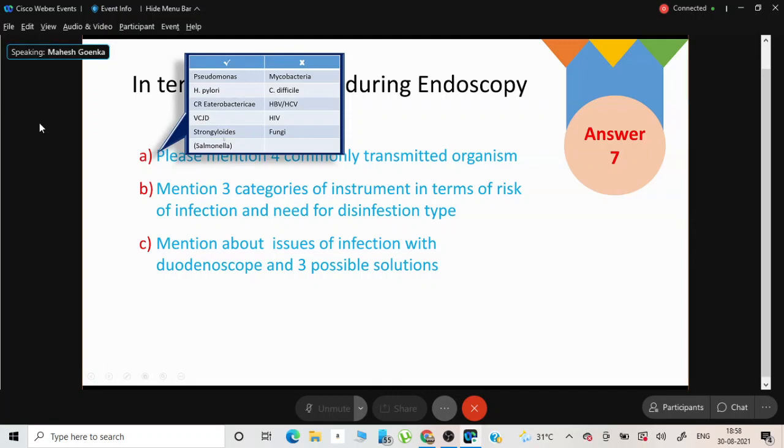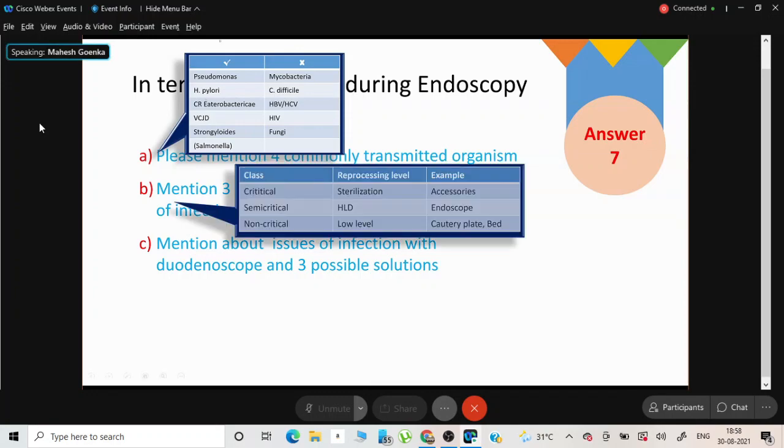Salmonella will also be granted, though it is now not a common type of infection. But if you mention any of these four, it will be correct. Whereas Mycobacterium, Clostridium difficile, hepatitis B, C, HIV, and fungi are not known or very, very rare to be transmitted during endoscopy. So the examiner will expect any four from this list.